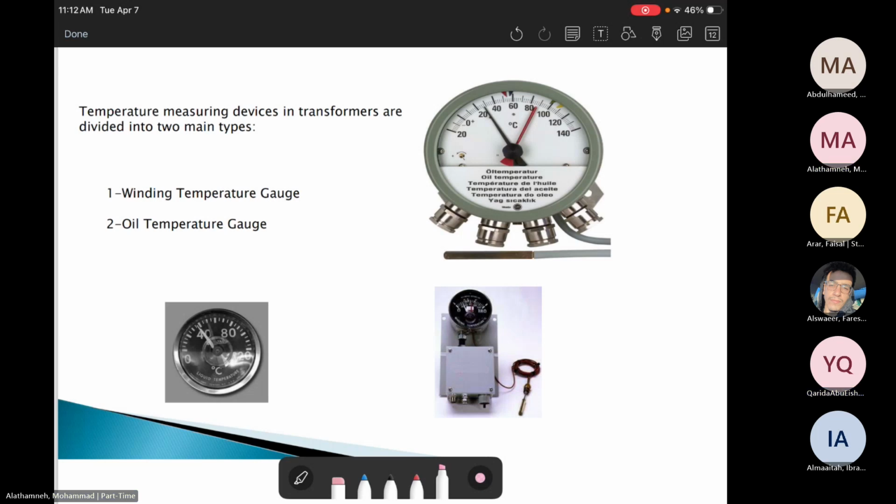Thank you. Temperature measuring devices in transformers. We have the temperature meter. We need to make sure to measure the temperature for two things: the winding temperature and the oil temperature. So we have two measurements for the temperature to make sure the transformer will not explode, or we don't want the transformer to reach a high level.